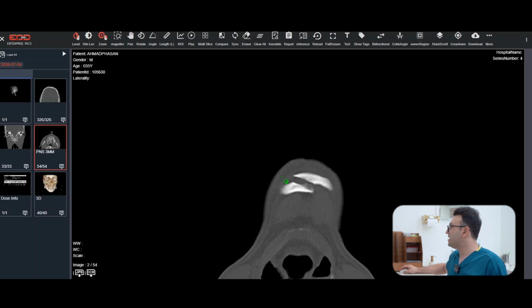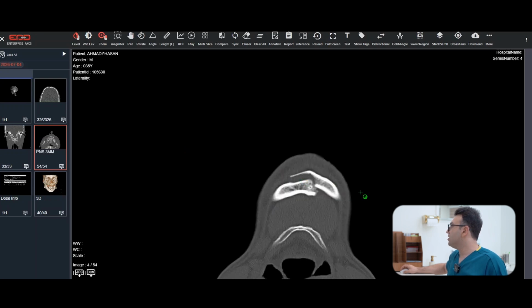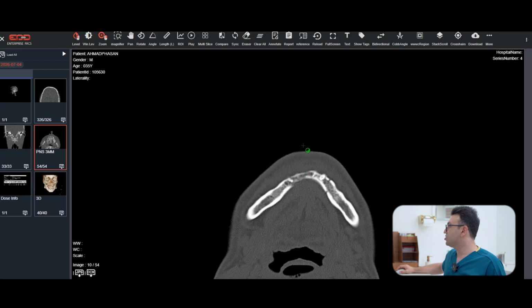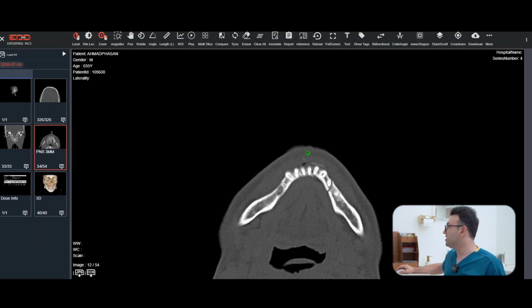So it is hard to manipulate because we try to keep these parts together and then fix. The reduction is too hard for this case, and it will be even harder if there is a fracture of the TMJ. So again, I scroll and try to check.